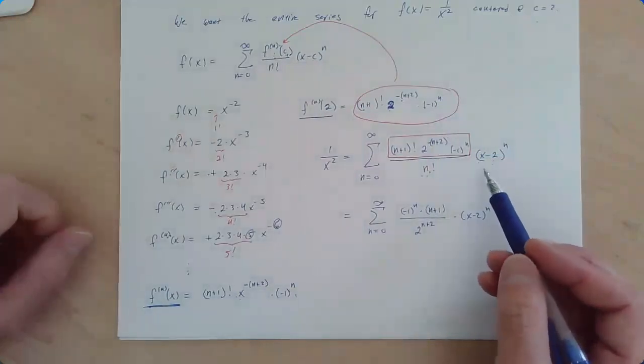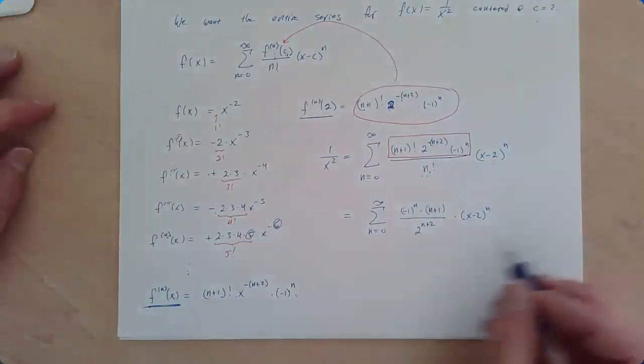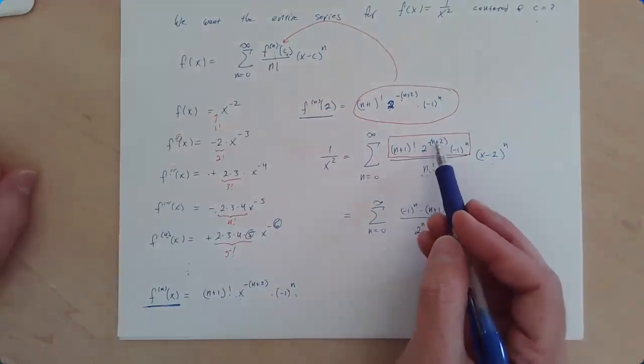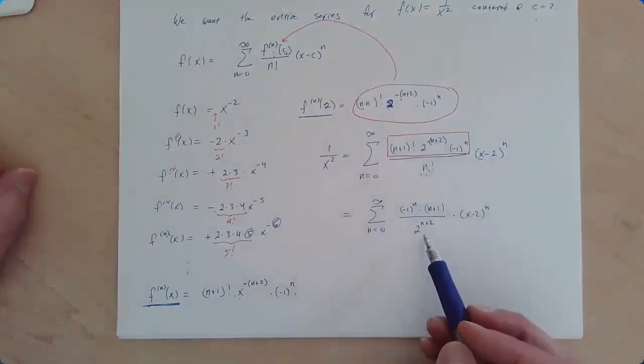And then after that, I said, well, there's a little bit of simplifying I can do. n plus 1 factorial over n factorial, we should always reduce that down to just n plus 1. And then I brought the 2 to the negative n plus 2 down to the bottom. That's just 2 to the n plus 2.